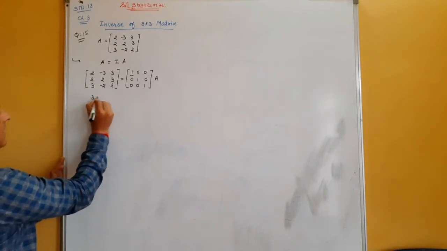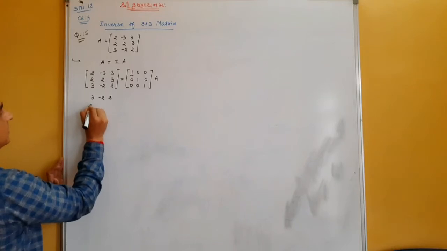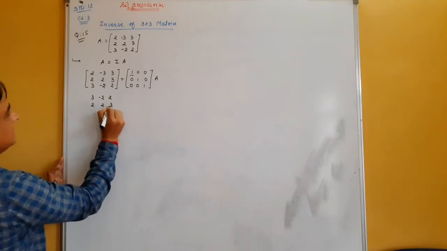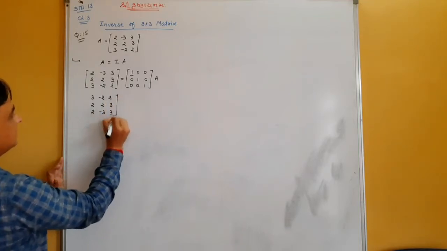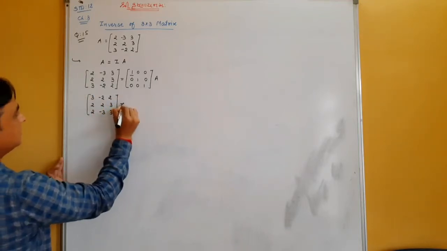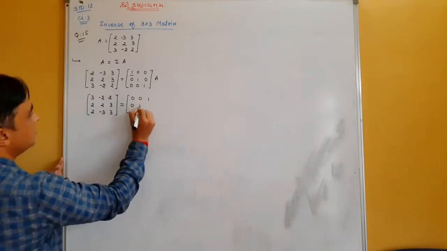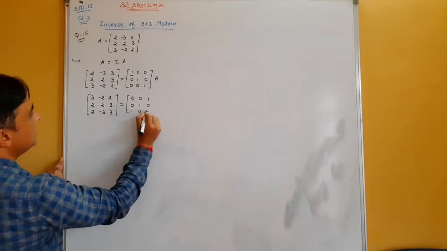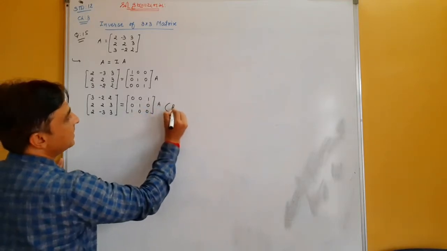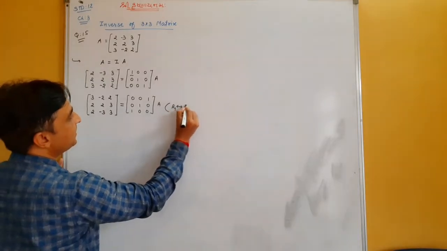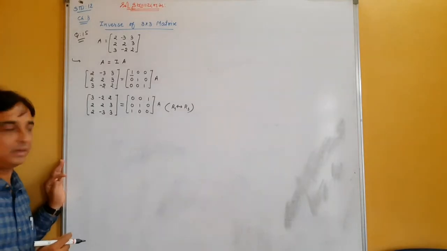So first we are exchanging the third and first row, second row as it is, 2 minus 3 3, equal to 0 0 1, 0 1 0, and 1 0 0. What we did? R1 to R3, exchanging row 1 and 3.